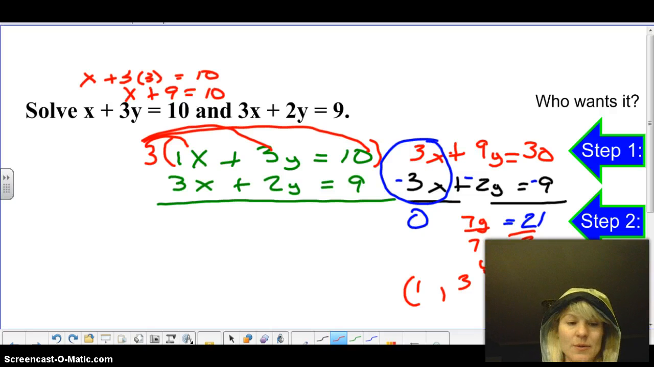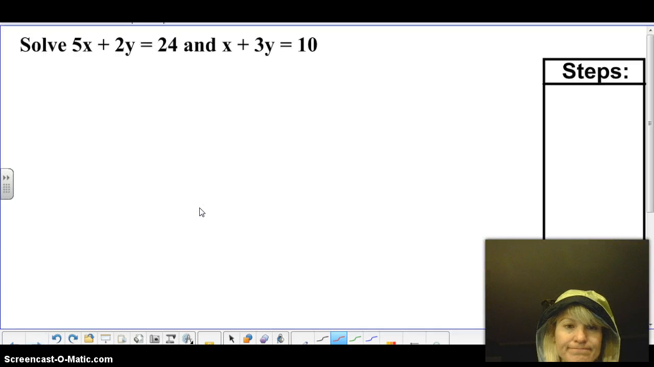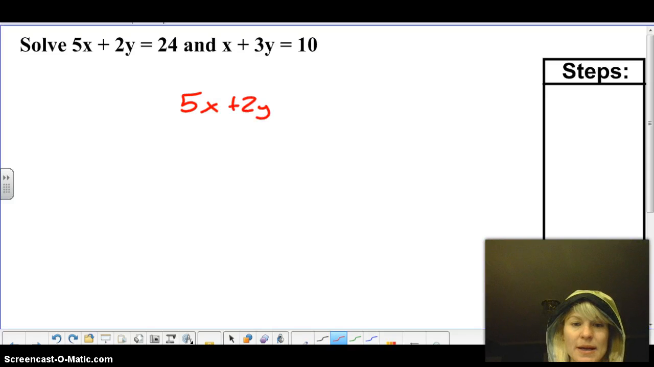Okay? Now I want you guys to try this one. See if you can do it. Line them up. 5x plus 2y equals 24. x plus 3y equals 10.